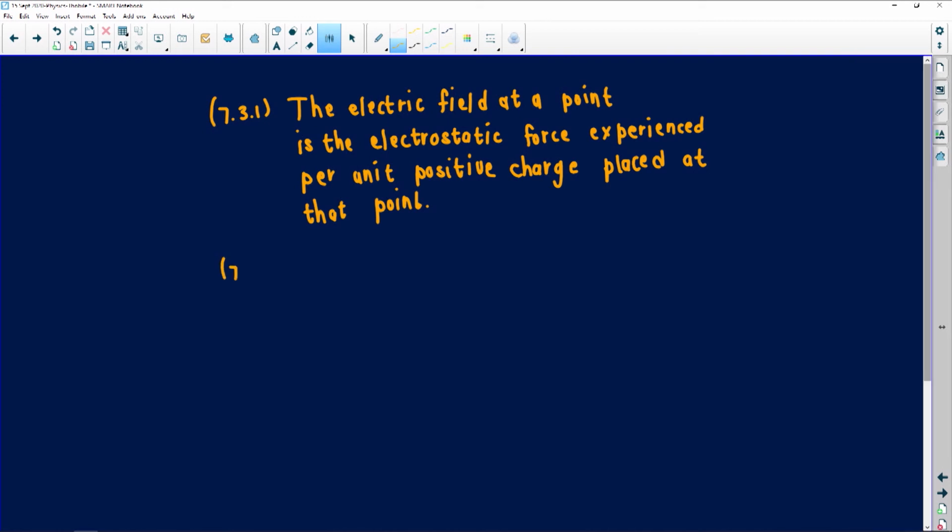So this is 7.3.2. Formula first: E = kQ over r squared. They are telling me that my electric field is 100. Remember, k is a constant, which is 9 times 10 to the 9. I don't know this charge, but I do know that it's 0.6 meters away. I must first find Q.